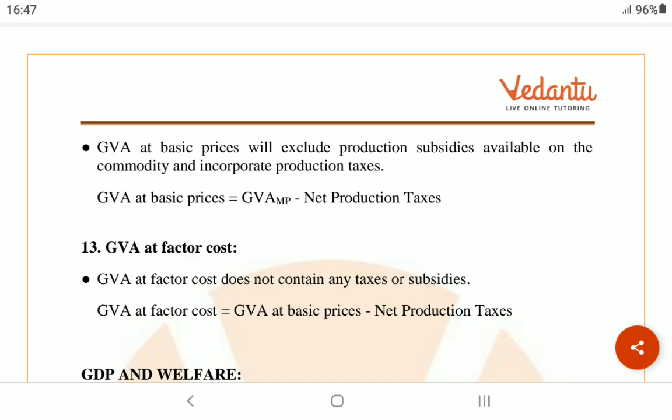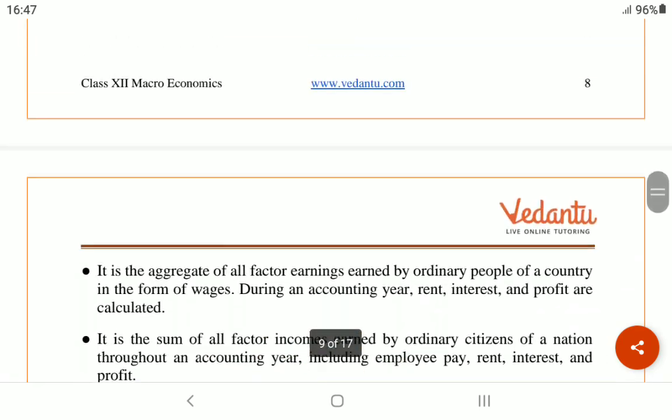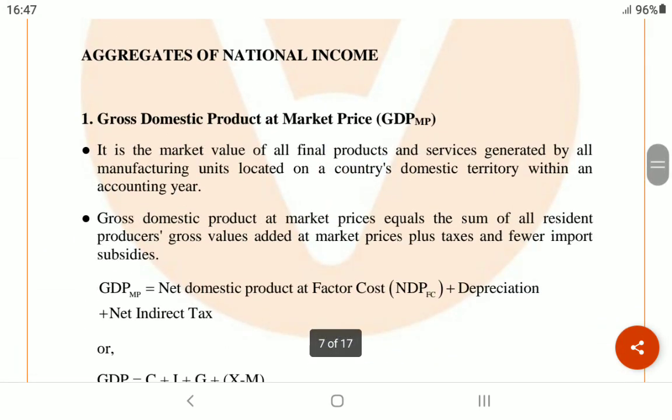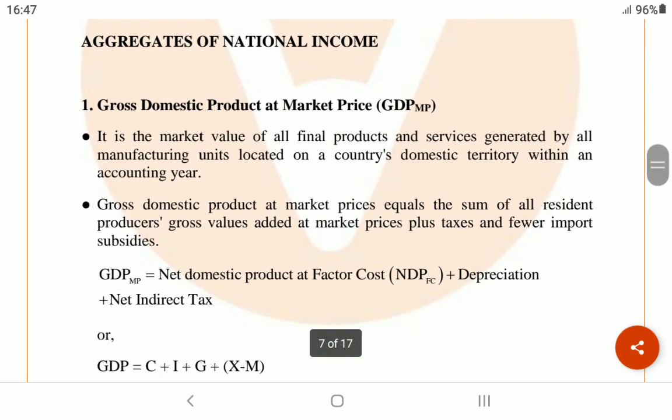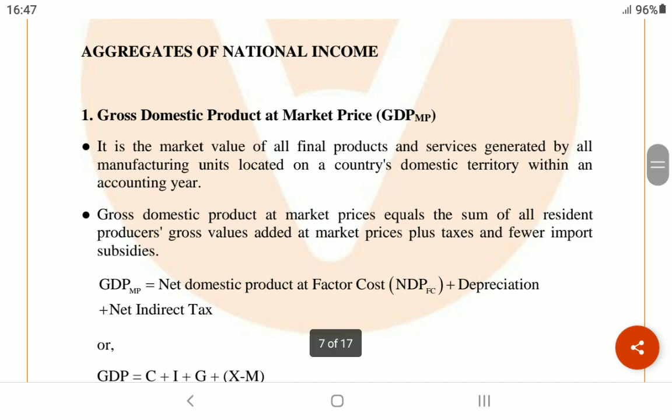So these are the 13 aggregations of national income. In these 13, they may ask anything, like 1 mark, or 2 marks to explain and write the formula, or they may ask for 5 marks by giving the names, right, explain and write the formula for these aggregations of national income.